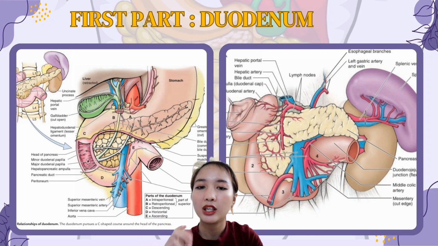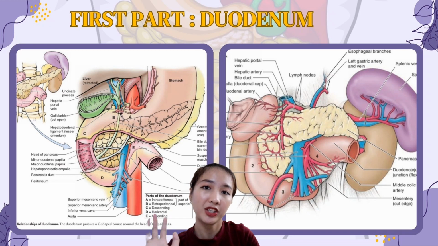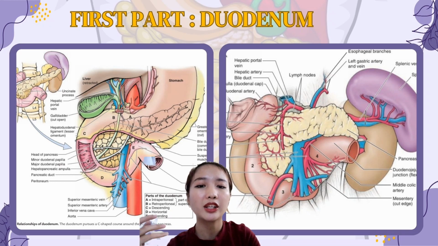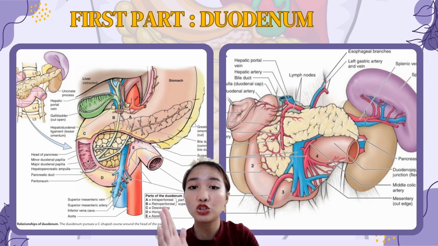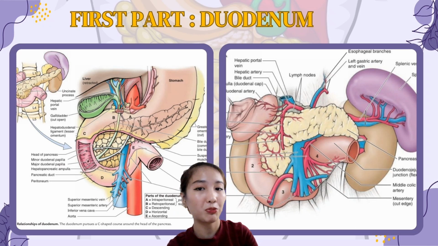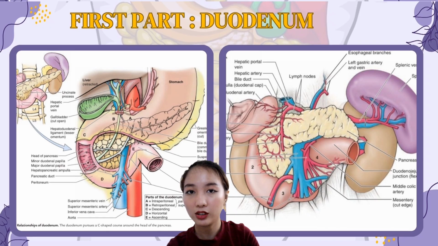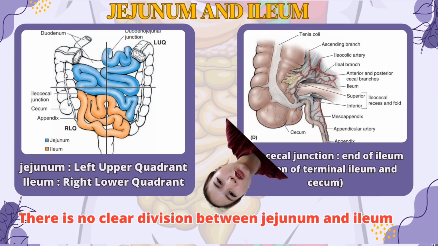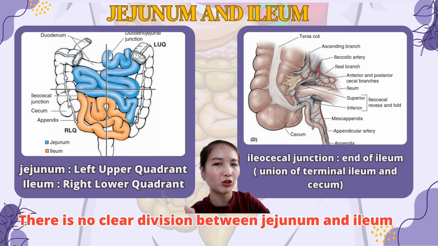And finally, the last part is the ascending part that curves anteriorly at the inferior border of the body of the pancreas to join the jejunum at the duodenojejunal flexure, supported by the attachment of a suspensory muscle of the duodenum. Now, moving on to the second and third part of the small intestine.